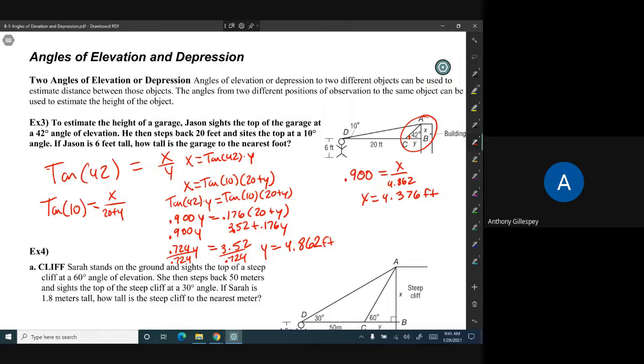Right, that is not the height of the garage. I'm forgetting that I measured it at my eye level, which was 6 feet off the ground. So I've got to add 6 to that. So now it's about 10.376 feet tall, and that seems reasonable for the height of a building, yeah?